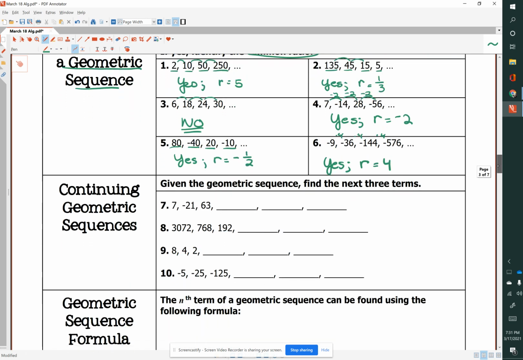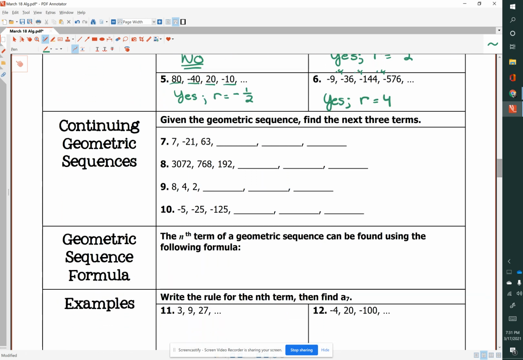So now we're given some geometric sequences, and we are asked to continue those sequences. So 7 to -21, we're multiplying by -3. -21 to 63, we're multiplying by -3. So the next 3 terms would be a -189, a +567 times -3 would be a -1701.